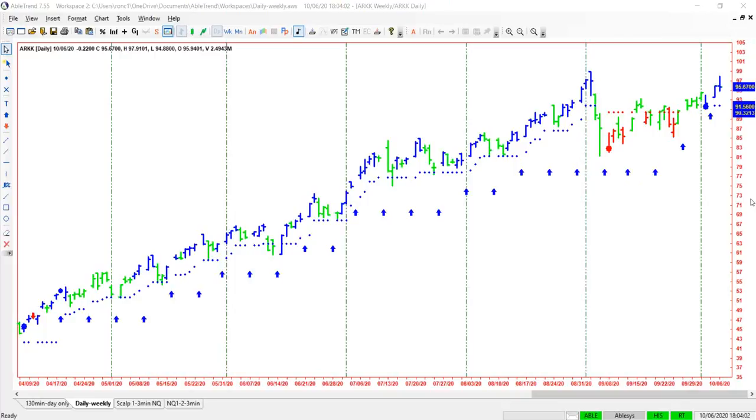So let's take a look. Just one of my favorites is ARKK, Technology ETF. And this is a daily, weekly combination. So it's two time frames combined into one chart. And we have to have double or triple agreement before we take a trade. Otherwise, it's too risky. We only want the lowest risk trades. So that's what we're looking for.